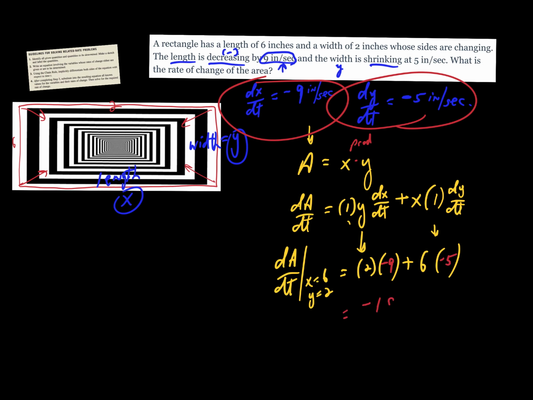This right here is negative 18, we got negative 30, that gives you a change of negative 48. What's the unit? Well, again, look at this, we have a over t. Let's go back to our problem. Since the first unit was inches, the area would be inches squared. And the time frame is given in seconds, so the proper unit is inches squared per second.